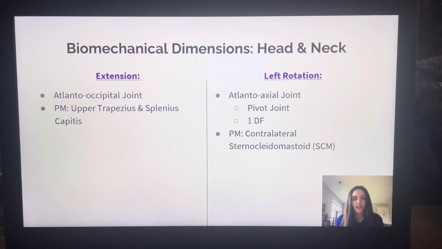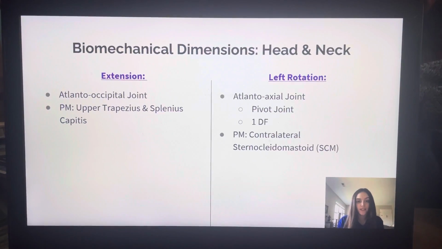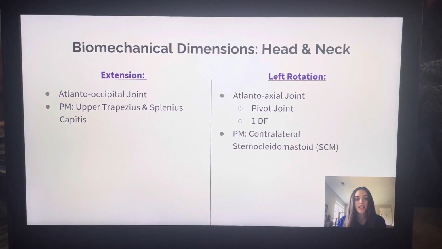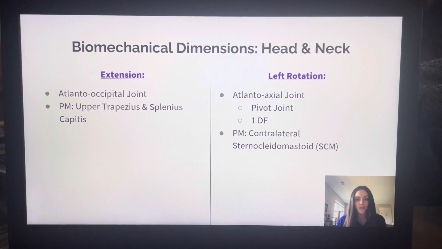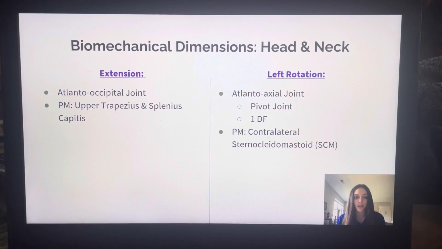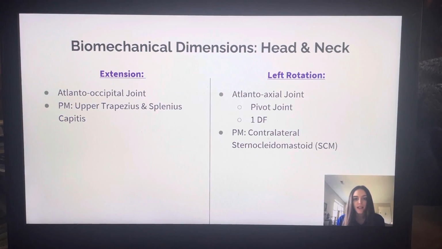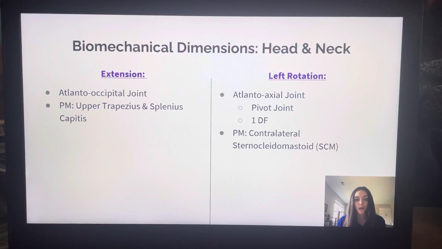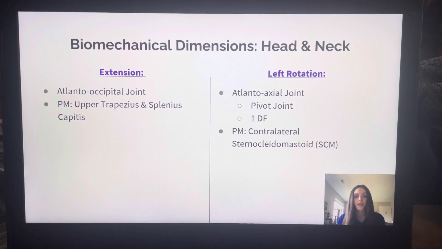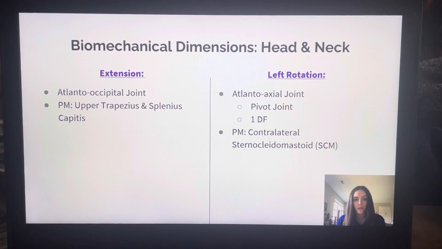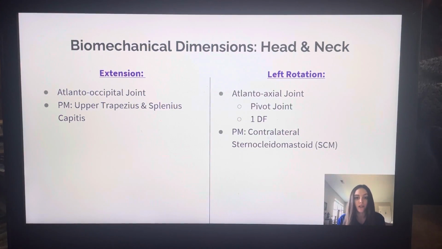At the head and neck, both extension and rotation to the left side are being performed. Extension is being performed at the atlanto-occipital joint, and the prime movers for that motion are the upper trapezius and the splenius capitis. Rotation to the left side is a more primary motion in this area. This is occurring at the atlanto-axial joint, which is a pivot joint that has 1 degree of freedom. The prime mover here is going to be the contralateral sternocleidomastoid.